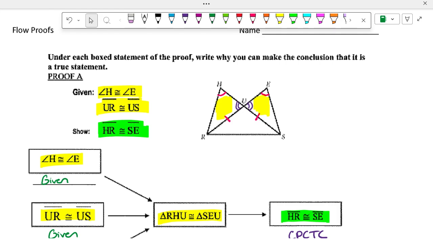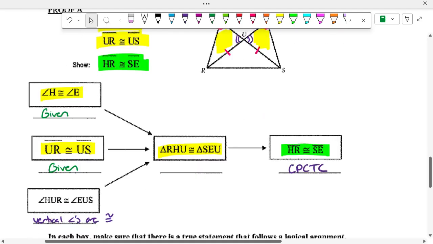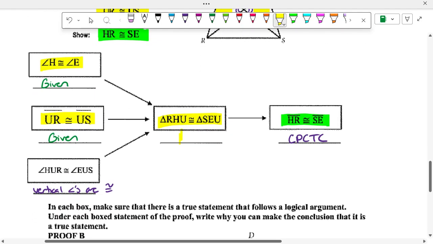Close. Angle, angle, side. Remember, the difference between angle, side, angle, and angle, angle, side is that if it's angle, side, angle, the side would be between the two angles. If it's angle, angle, side, the side would not be between the two angles. It's only next to one of them. So this is by angle, angle, side. From there we can show that that's congruent by CPCTC.